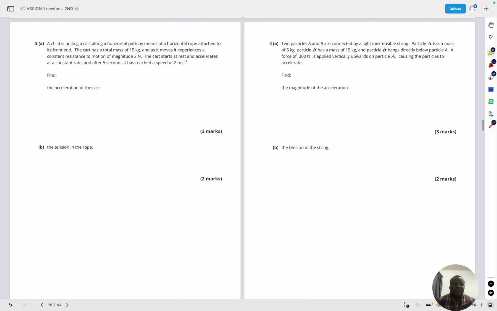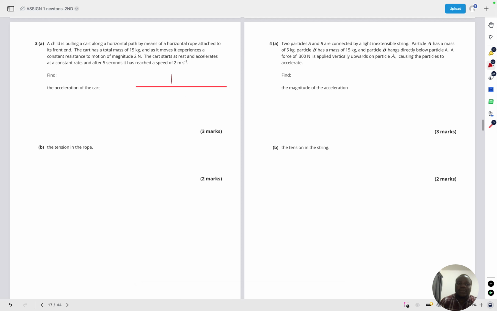Okay, now for question number 3: a child is pulling a cart along a horizontal path. Here I think it should be simple. We need to model this scenario. So that's a horizontal path, and we are told that there is a cart that they are pulling. Let's try to just draw this.